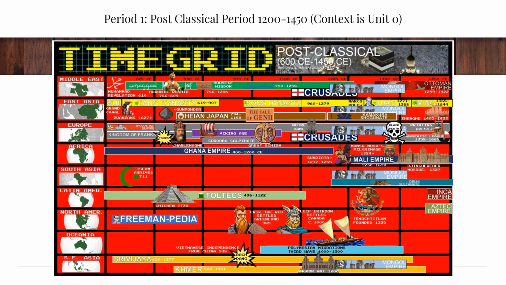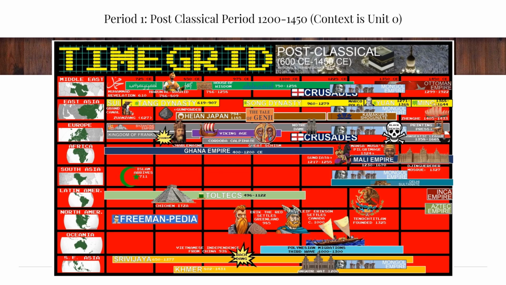Okay, this is an image that came from Freemanpedia, Ben Freeman. You guys might be watching his reviews right now, but he does great with visuals. His thematic maps and everything else are pretty amazing. But this is his post-classical era time grid, and as you can see, it goes back to 600 CE.